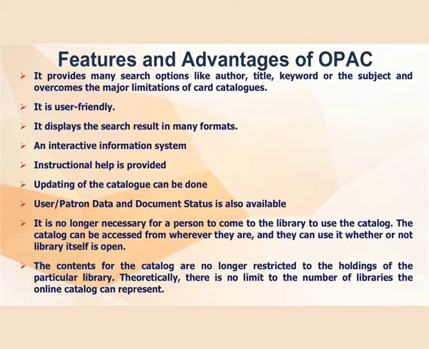Anywhere and round the clock access is possible if the catalog is accessible on the internet. The contents of the catalog are no longer restricted to the holdings of a particular library, but there is no limit to the number of libraries. It means an OPAC or a catalog may be a catalog of one library, or it may be a catalog of a group of libraries as well.